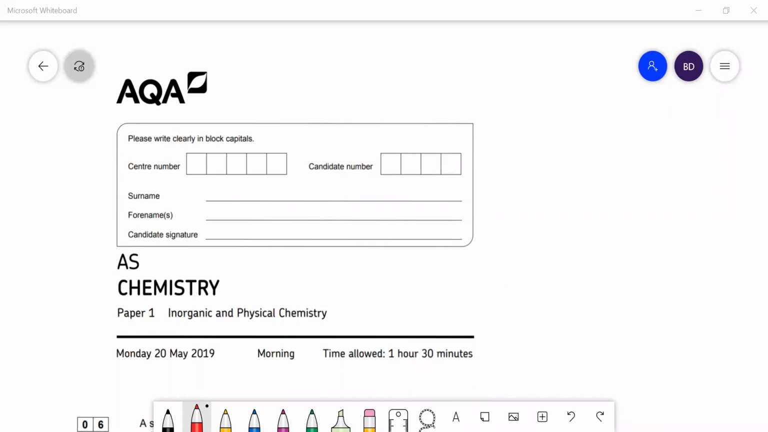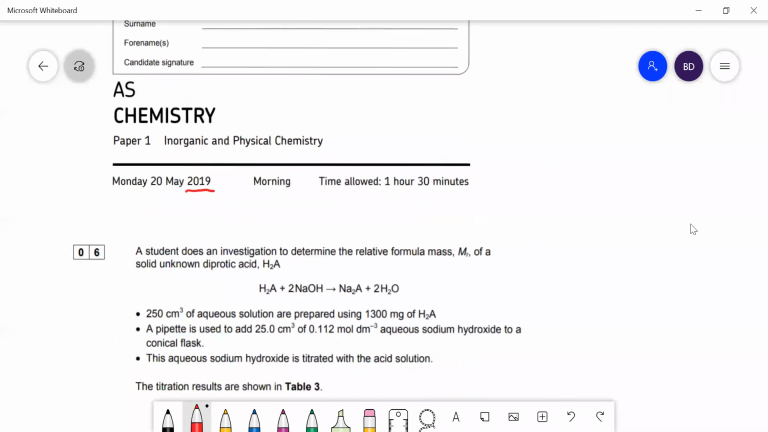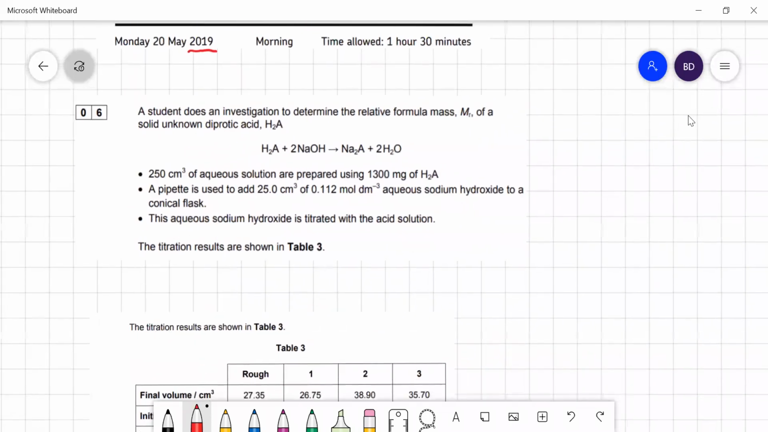Hi, in this video, I'm going to go through the AQA AS-Chemistry paper 1 from 2019. This is the second half of this paper. The first half of it I did in an earlier video. Okay, so question 6 is about titration.